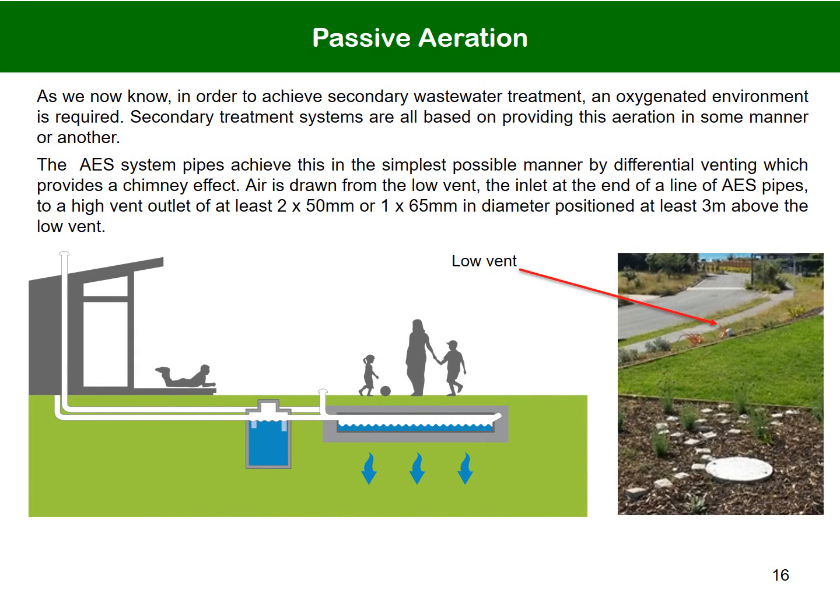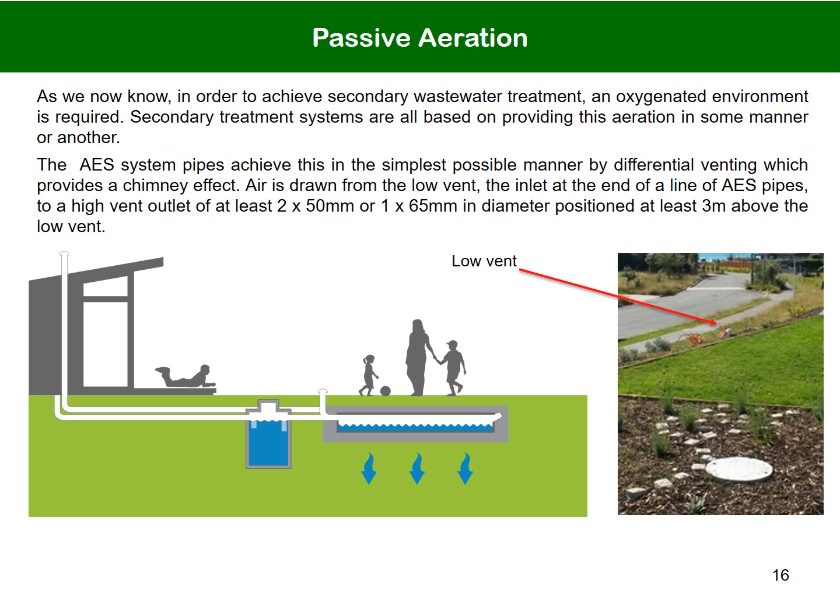As we now know, in order to achieve secondary wastewater treatment, an oxygenated environment is required. Secondary treatment systems are all based on providing this aeration in some way. The AES system pipes achieve this in the simplest possible manner by differential venting, which provides a chimney effect. Air is drawn into the low vent at the inlet at the end of a line of AES pipes and exits at the end of the AES pipe system to a high vent outlet of at least 2 by 50 mm, or 165 mm vent in diameter, positioned at least 3 meters in elevation above the low vent.